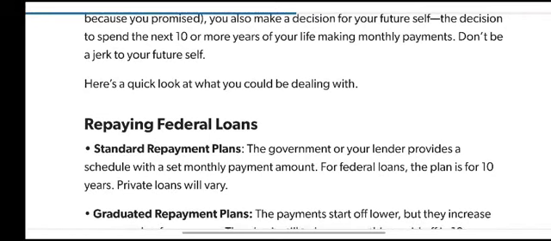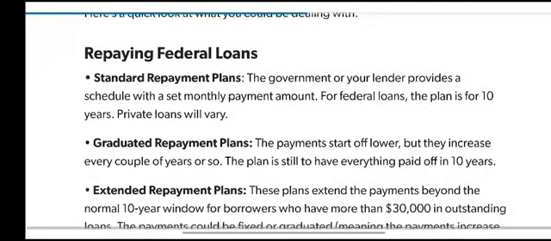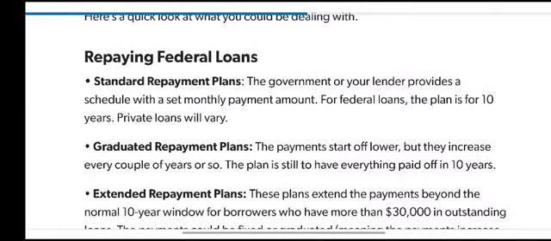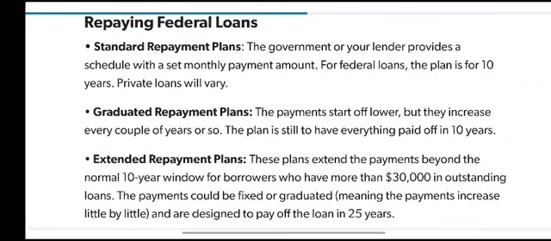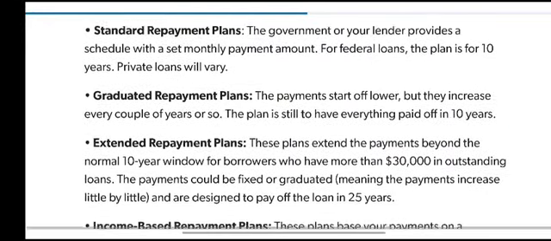Repaying federal loans, standard repayment plans. The government or your lender provides a schedule with a set monthly payment amount. For federal loans, the plan is for 10 years. Private loans may have graduated repayment plans. The payments start off lower, but they increase every couple of years or so. The plan is still to have everything paid off in 10 years.